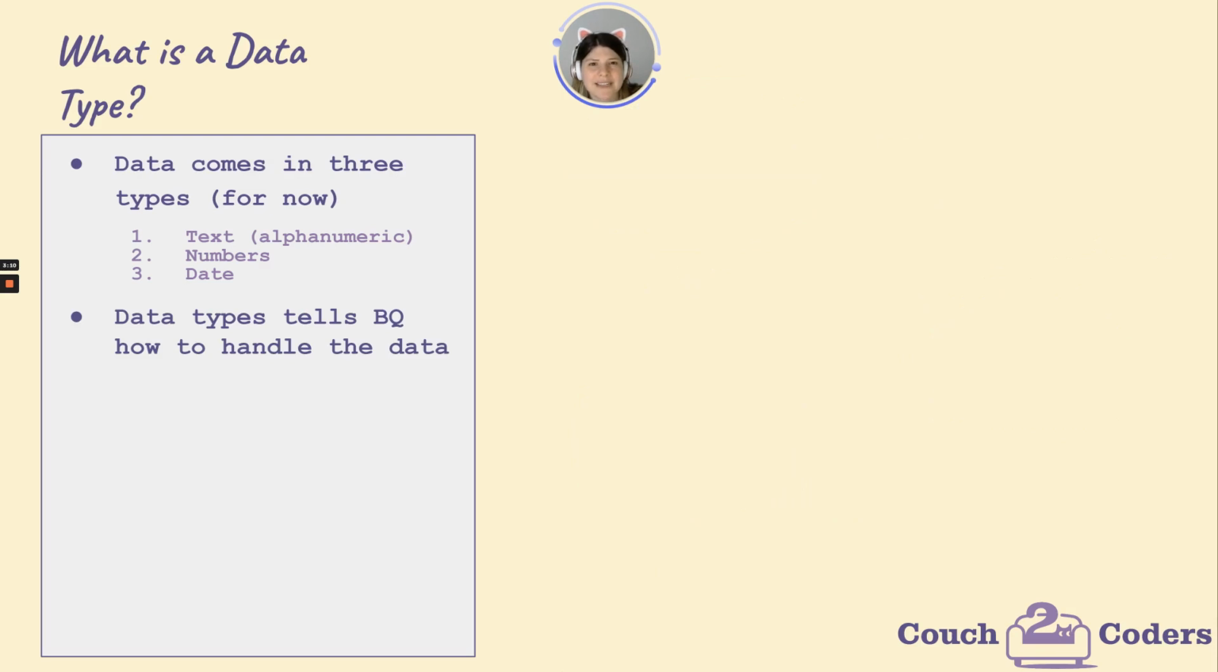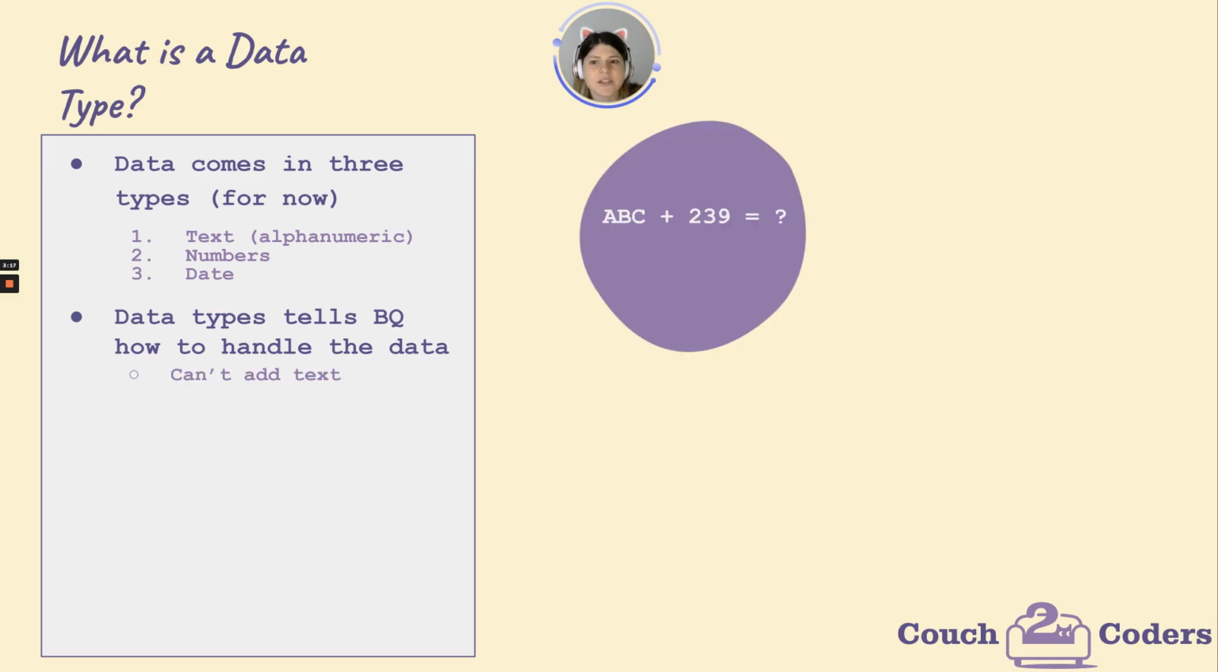So why do we have data types? Data types tell BigQuery how to handle the data. So for example, suppose I had text data and I said, I want you to add these 2 text columns together. And one of them had ABC and 239. So if you're thinking about it and you're like, someone told me you need to add letters and numbers together, what would you come up with? For BigQuery, what it would give you is it would literally just paste them together. ABC239. Okay, so we can combine 2 text columns by literally just kind of gluing them together.